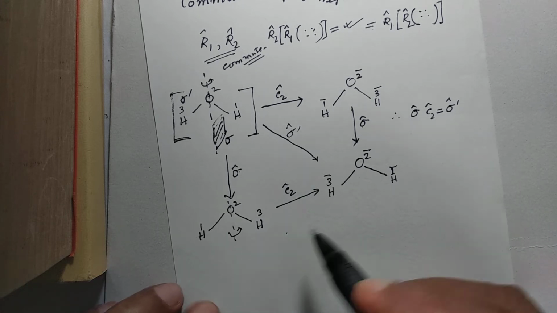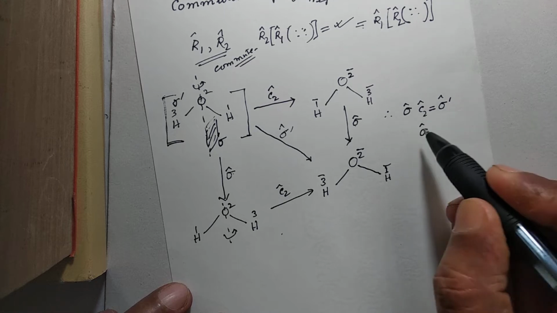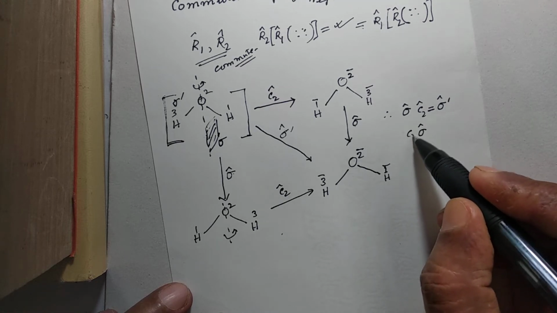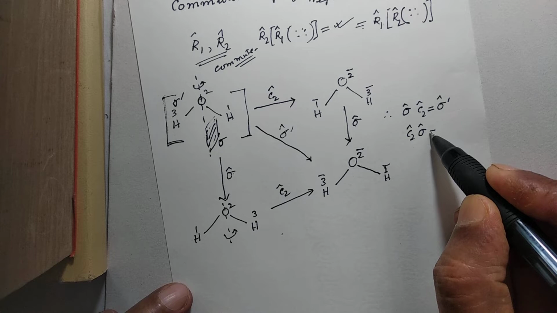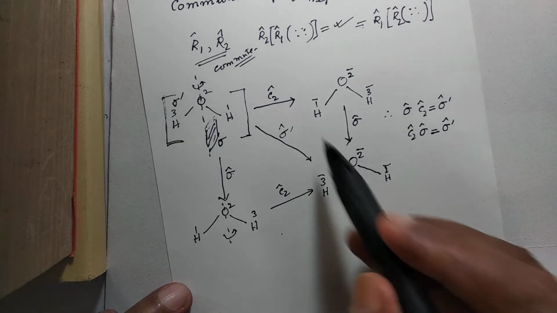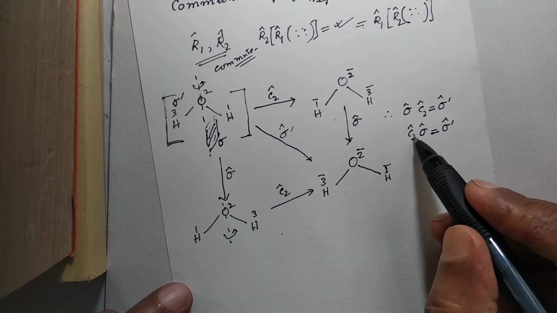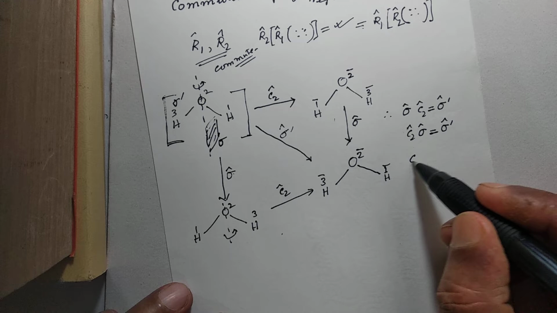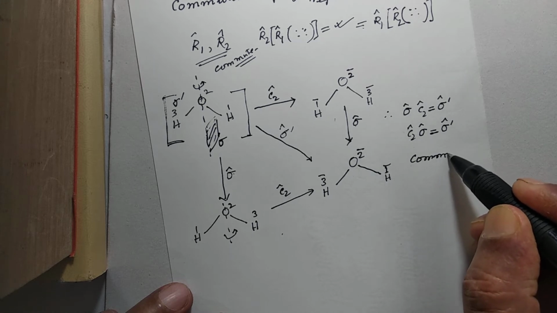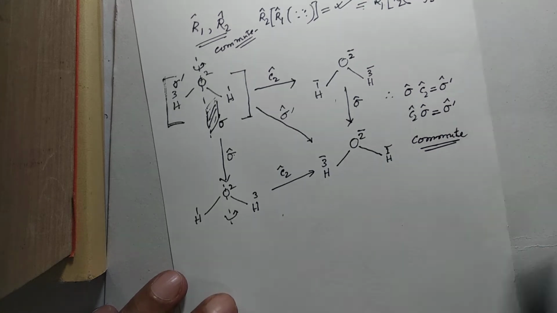Therefore, first sigma, then C2 will also be sigma primed. This way or that way, the result is the same. Therefore, C2 and sigma primed commute. C2 and sigma commute.